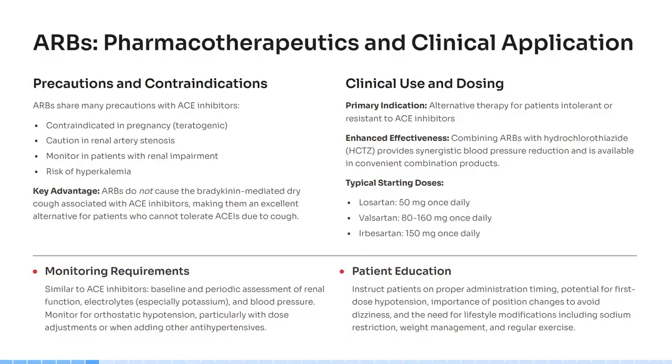Typical starting doses would be losartan. You would start at about 50 milligrams once a day. If it's valsartan, they would take the 80 or 160 once daily, and irbesartan is 150 milligrams once a day.